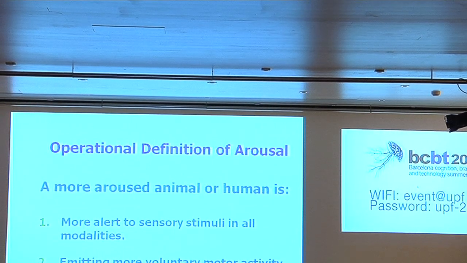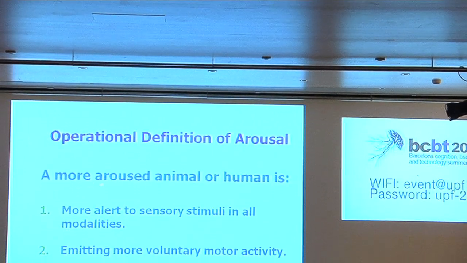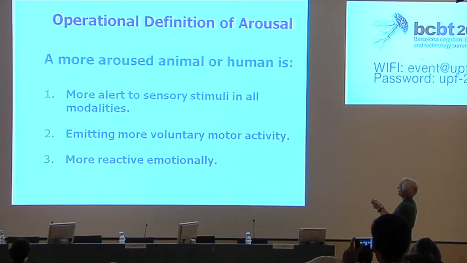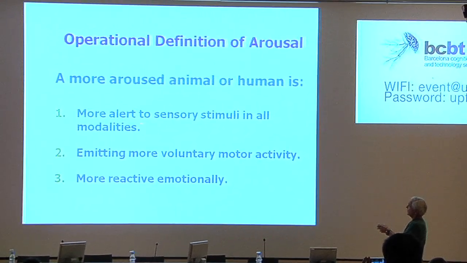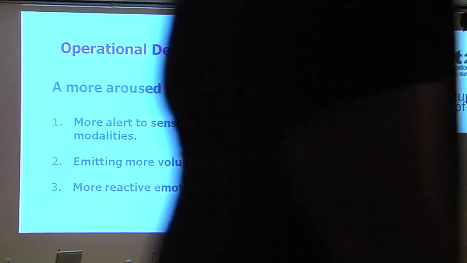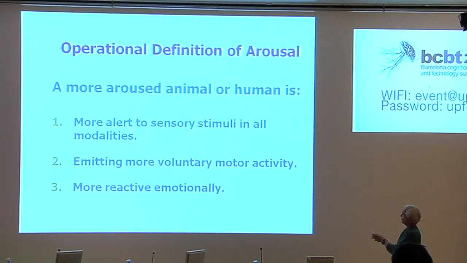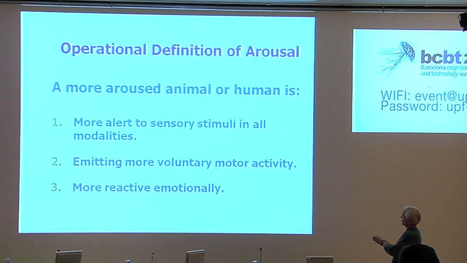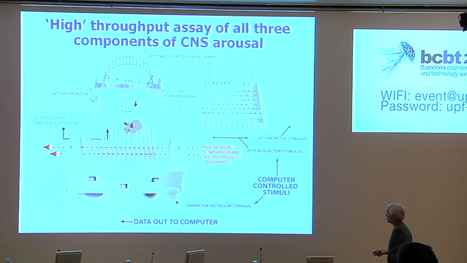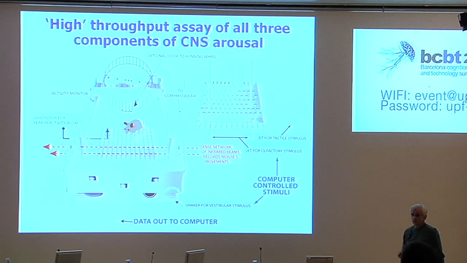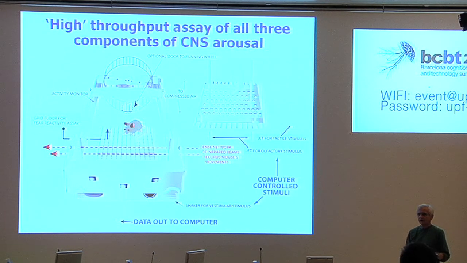And so I came up with the most broad operational definition of generalized arousal that I could, which is that a more aroused animal or human being will be more alert to sensory stimuli, emitting more voluntary motor activity, and be more reactive emotionally. And we have an assay in a genetically convenient animal, that is the mouse, and I think almost all of the slides that I'll show you will be about mouse brain and mouse behavior.